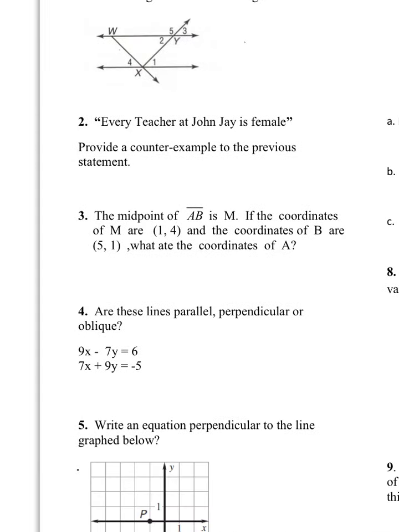Number 2, every teacher at John Jay is female. Provide a counterexample to the previous statement. Okay, very simple counterexample. Don't think about if-then statements here. You do not have to rewrite this as if every teacher is at John Jay, then they are female. This is literally just give an example that would make the statement not always true.